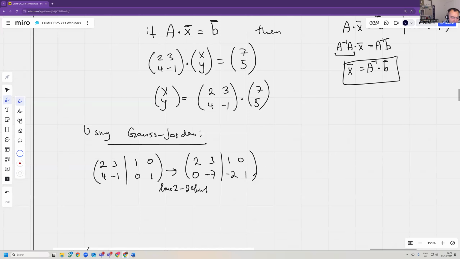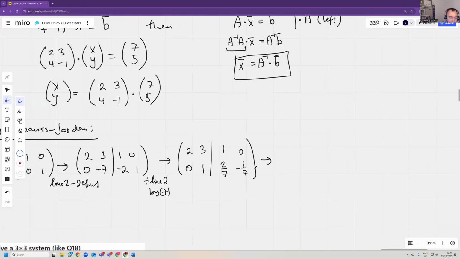Okay, so then I divide line 2 by minus 7. Divide line 2 by minus 7. So that becomes 0, 1, 2/7, minus 1/7. So 2, 3, 1, 0.